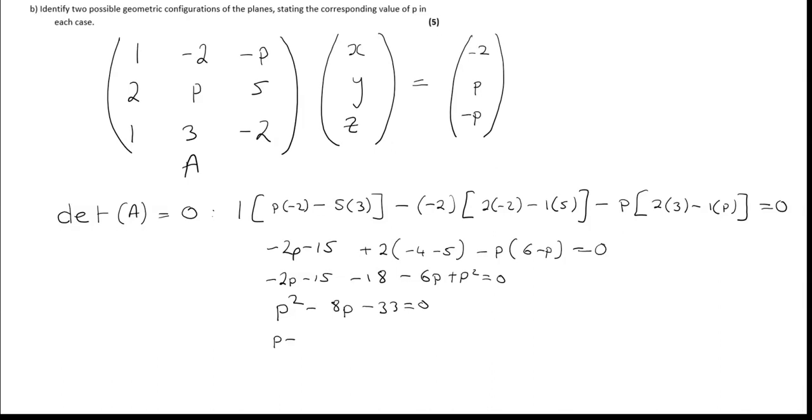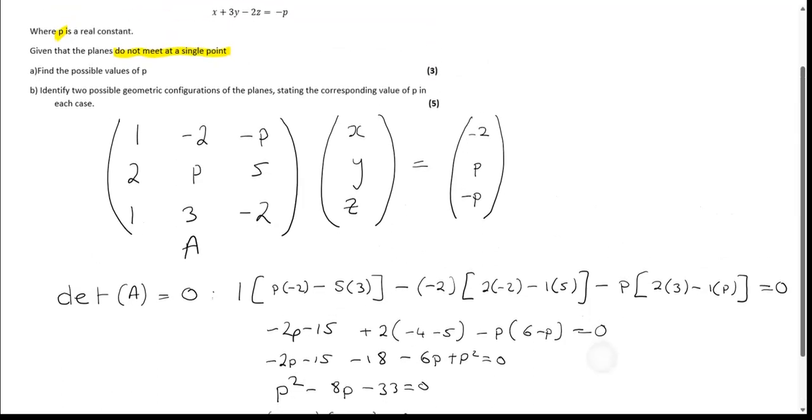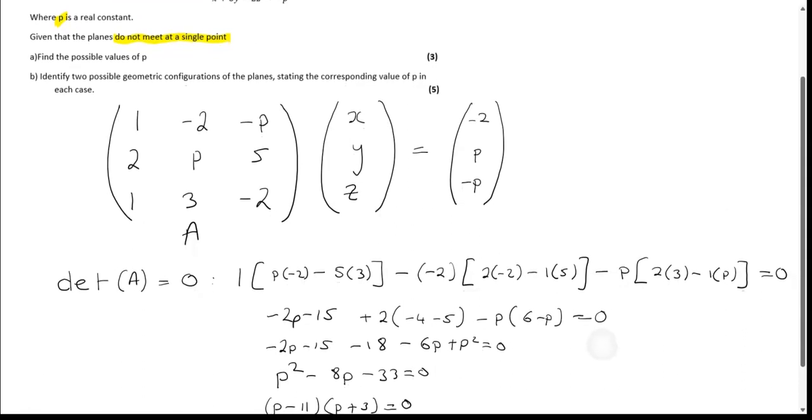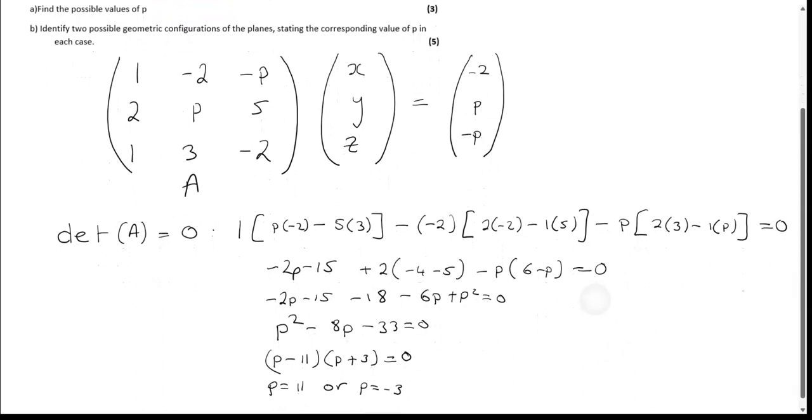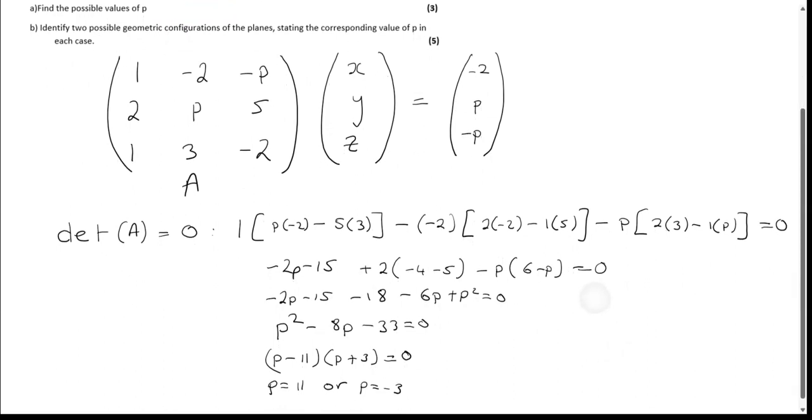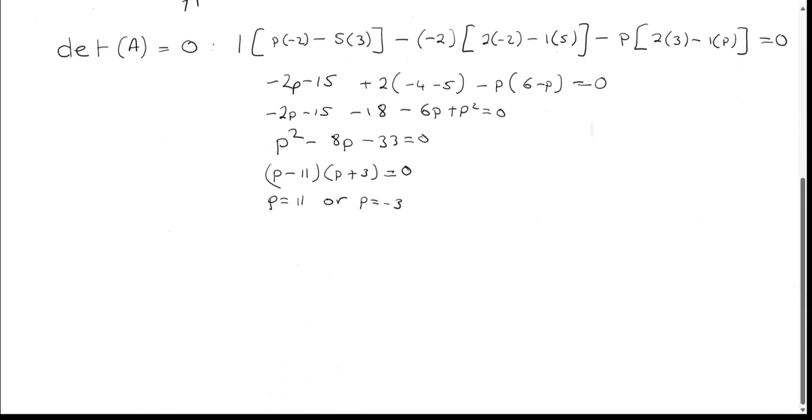Factorize this, you get (p minus 11)(p plus 3) equals 0. So p equals 11, or p equals -3. So we found the possible values of p. Identify two possible geometric configurations of the planes stating the corresponding value of p in each case.